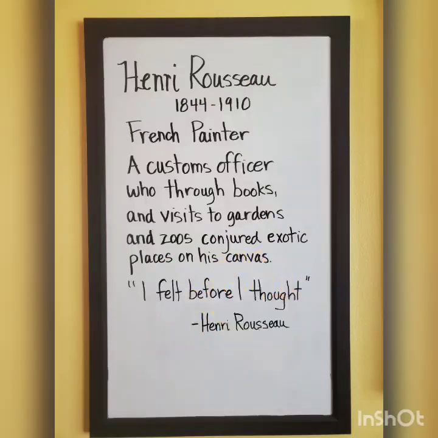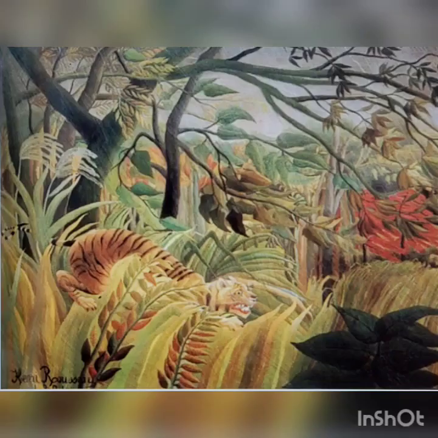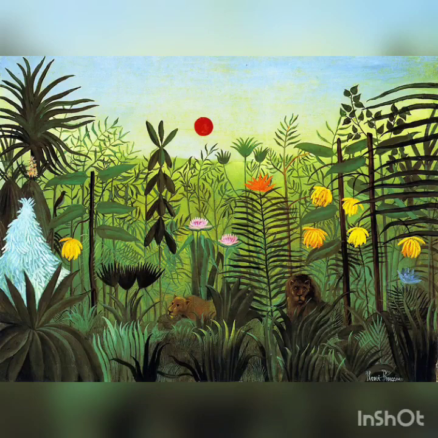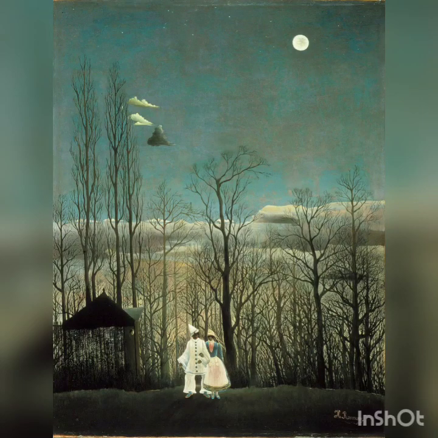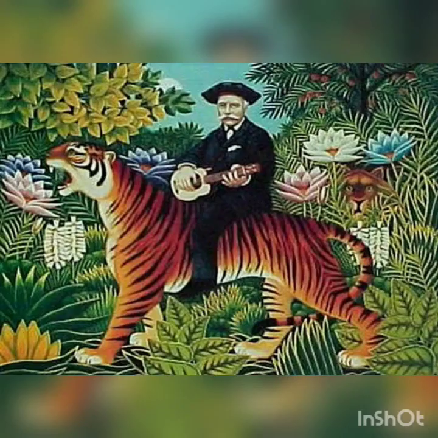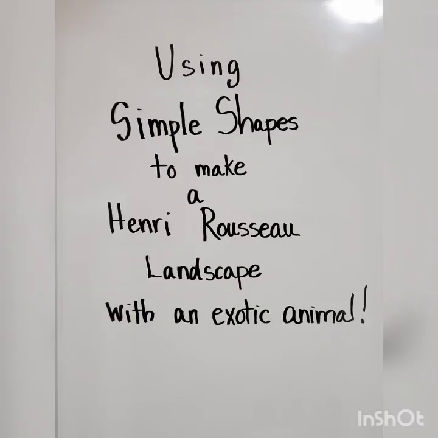Hello, artists. I'm excited to introduce you to Henri Rousseau, a French painter who began teaching himself at the age of 35. His lavish landscapes, created by his imagination, were inspired from visits to the zoo, botanical gardens, and books that he read. In this exercise today, we are going to create our own unique landscape.